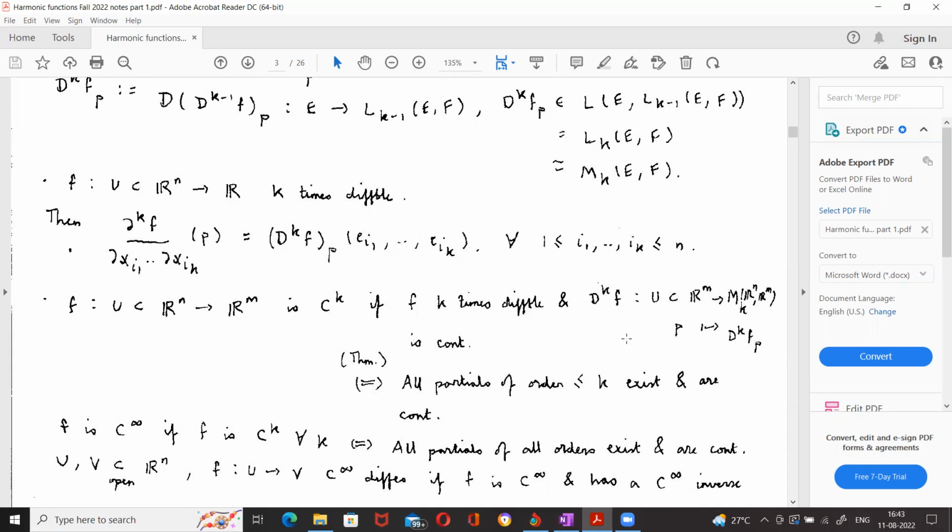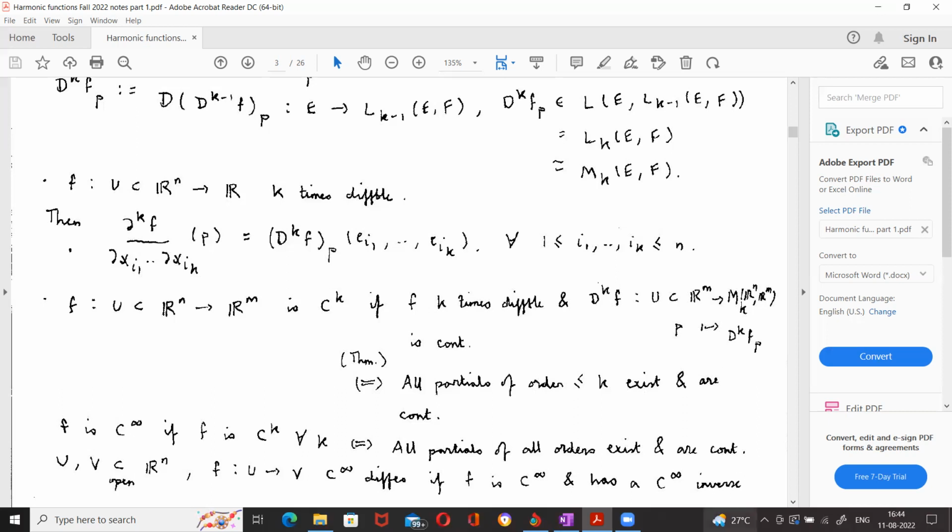And then it's a theorem, similar to the theorem we stated for C1 mappings. In fact, using that theorem for C1 mappings, you can prove by induction that f is Ck if and only if all partials of order less than or equal to k exist and are continuous. Again, one direction is easy: if f is Ck, then all the partials of order less than or equal to k exist and are continuous. It's the converse which is the non-trivial part: if all the partials of order less than or equal to k exist and are continuous, then d^k f at p exists as a k multilinear map at each point, and p goes to d^k f at p is a continuous map.